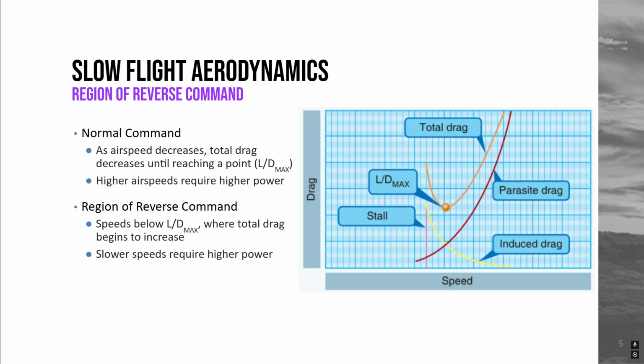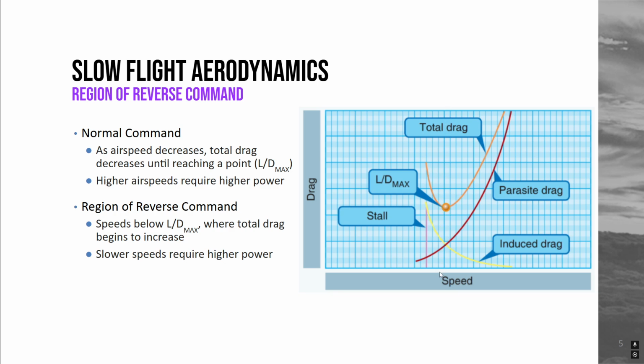All right, now let's talk about the region of reverse command. Now, this is one of the most important aspects to understand when we talk about slow flight. So let's say, normally we operate in the region of normal command. And the way we differentiate between the two is this is our total drag graph, right? It's the sum of our parasite drag, this red line, and our induced drag, this yellow line here. The sum of both is our total drag.